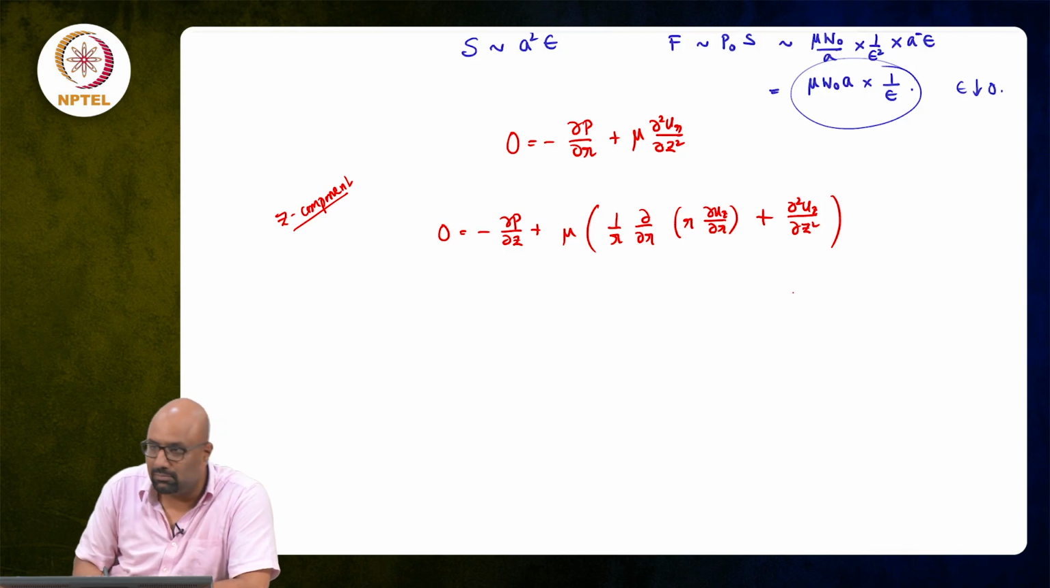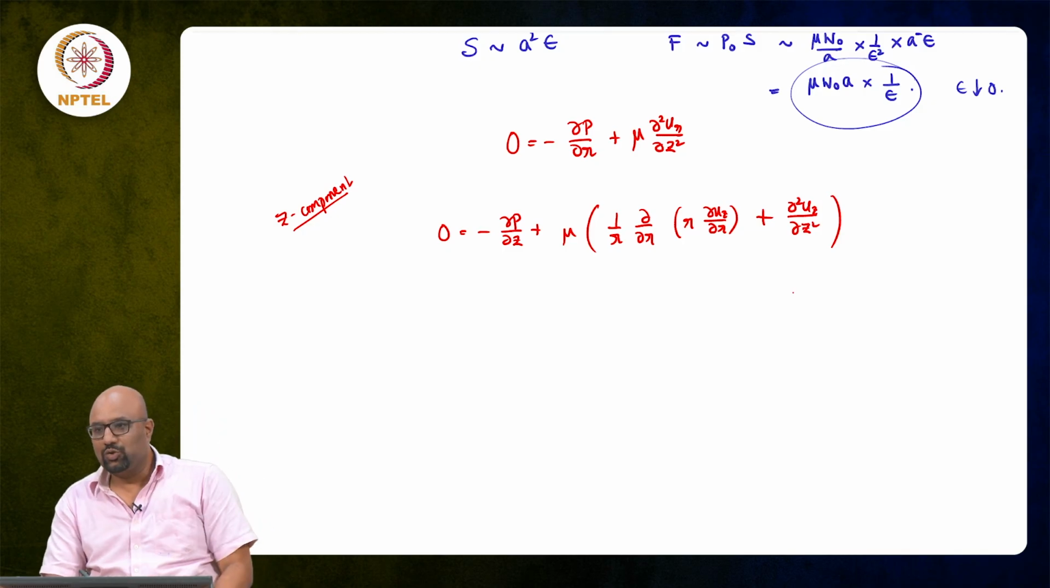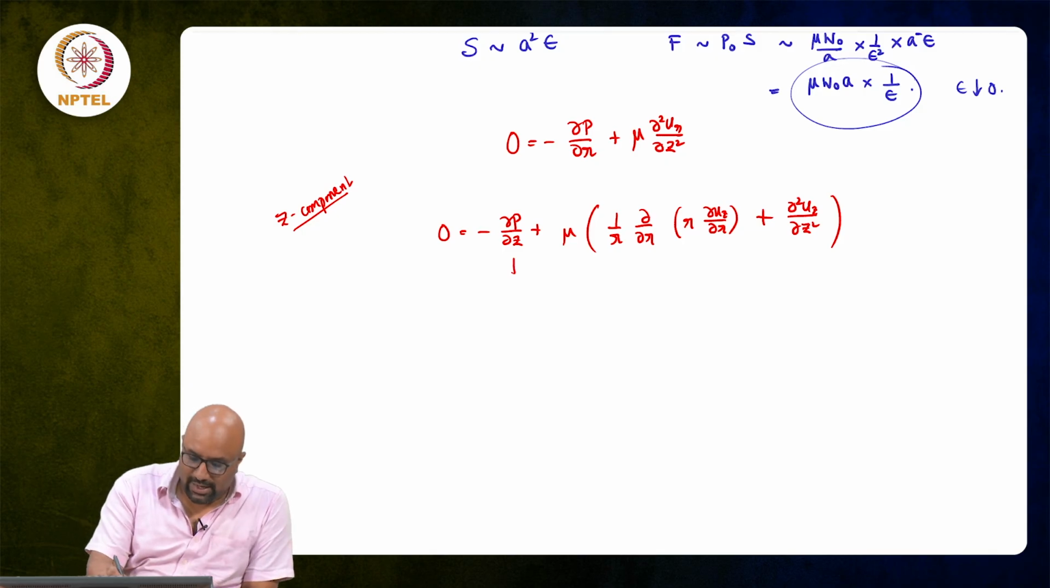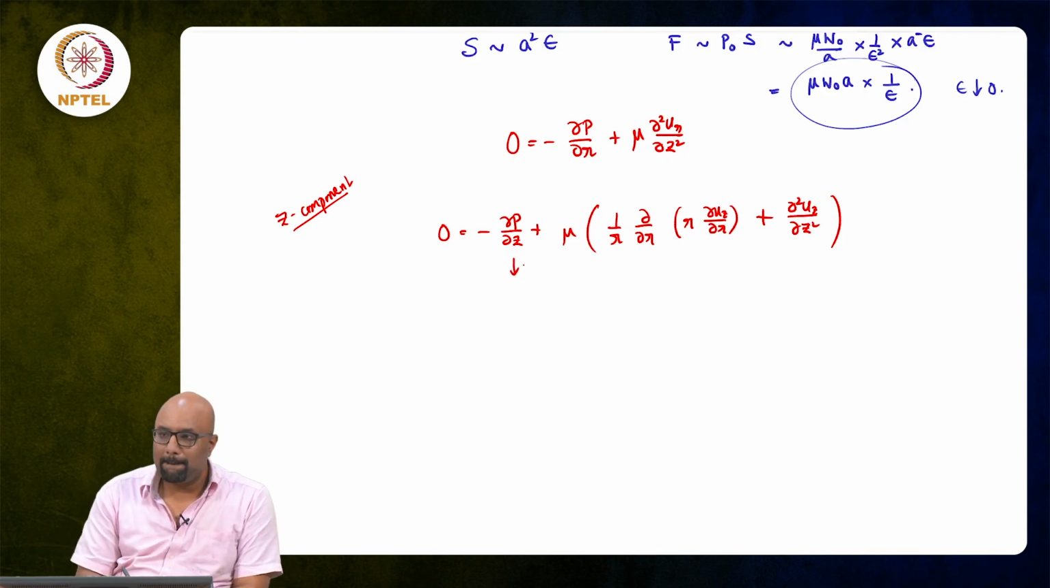Again, we are not writing down the azimuthal component because we are looking at an axisymmetric problem here. So, what is the scale for the pressure gradient here?